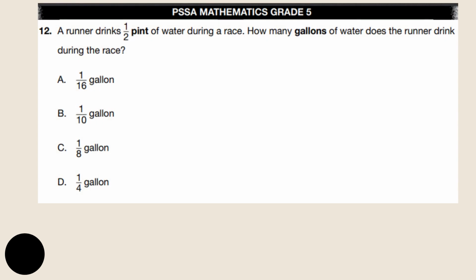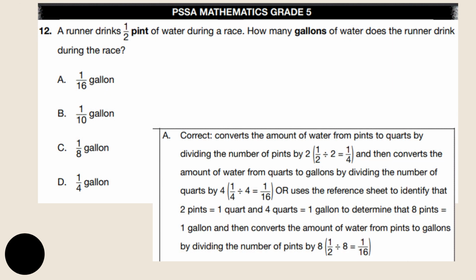Question number 12. The runner drinks half a pint of water during a race. How many gallons of water does the runner drink during the race? How many gallons?